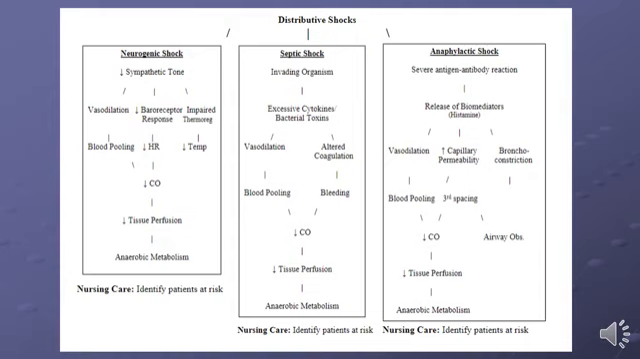Anaphylactic shock, this is a severe antigen-antibody reaction. This can be due to inhaled, absorbed, injected antigens. There is a release of biomediators, and there are many, but one of them is histamine, and it will cause vasodilation, increased capillary permeability, bronchoconstriction, blood pooling, third spacing, and decreased cardiac output, airway obstruction, decreased tissue perfusion, and anaerobic metabolism. This is obviously patients who've had allergic reactions.